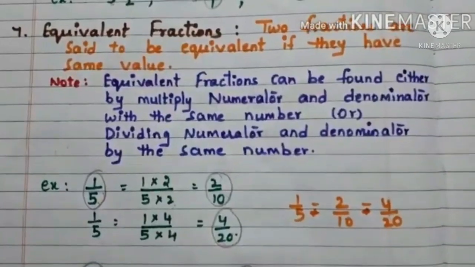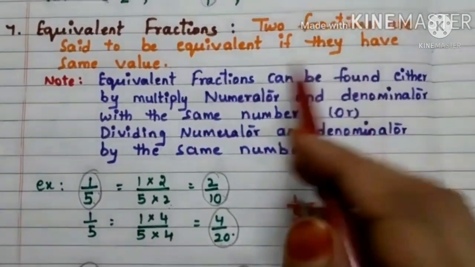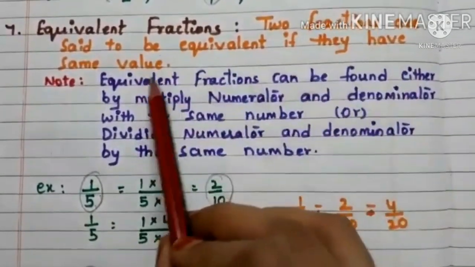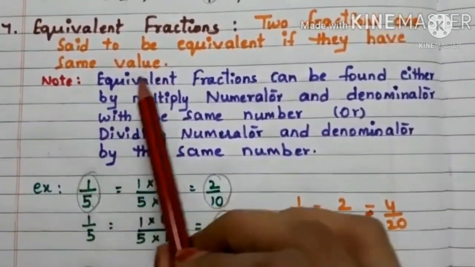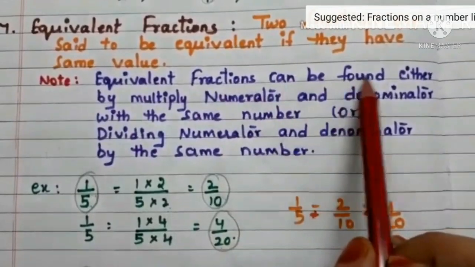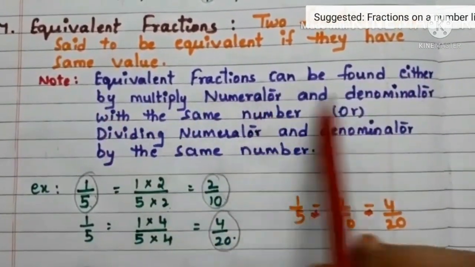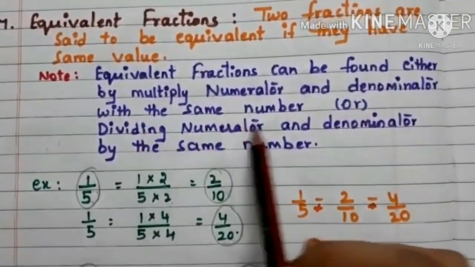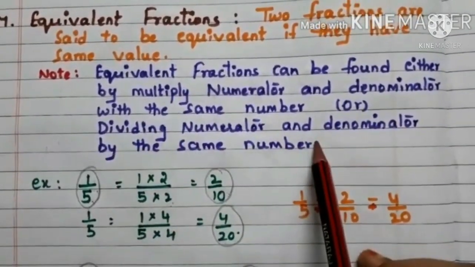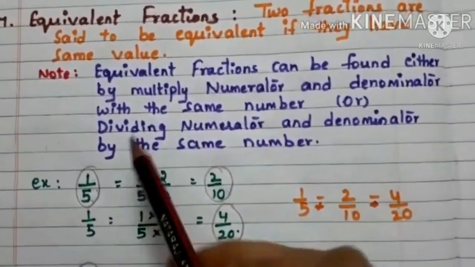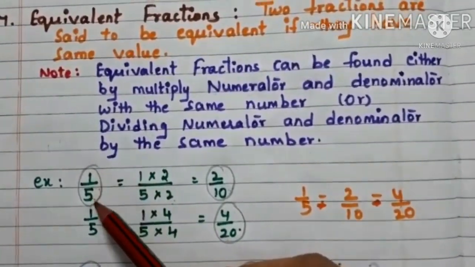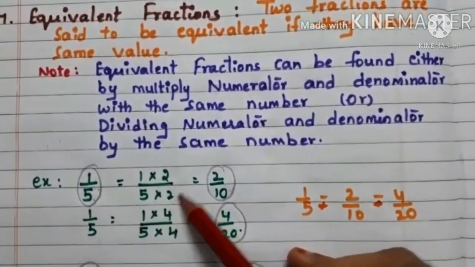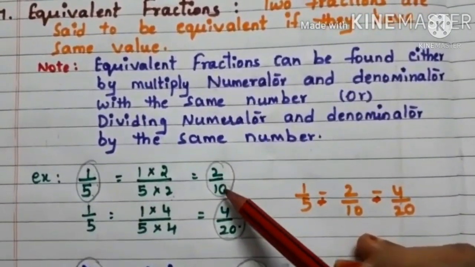Okay. Now, equivalent fractions. Two fractions are said to be equivalent if they have the same value. Here we have a note. Equivalent fractions can be found either by multiplying the numerator and denominator by the same number or dividing the numerator and denominator by the same number. Here we have examples. Here we have the fraction 1 by 5. I am multiplying the numerator and denominator by the number 2, and here we got the result 2 by 10.